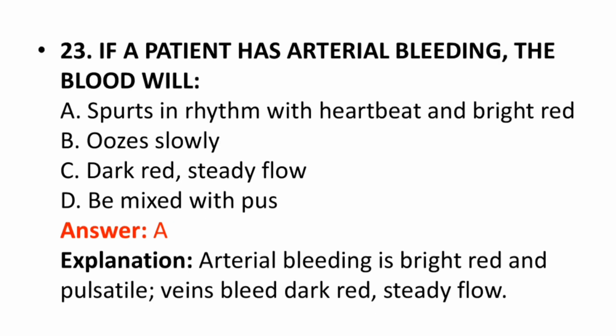If a patient has arterial bleeding, the blood will: option A, spurt in rhythm with heartbeat and be bright red; option B, ooze slowly; option C, be dark red with steady flow; option D, be mixed with pus. The correct answer is option A, spurts in rhythm with heartbeat and bright red. Arterial bleeding is bright red in color and pulsatile. Veins bleed dark red, steady flow.